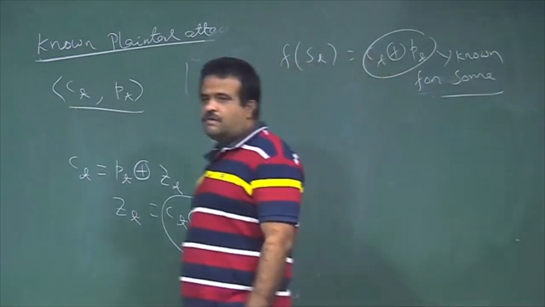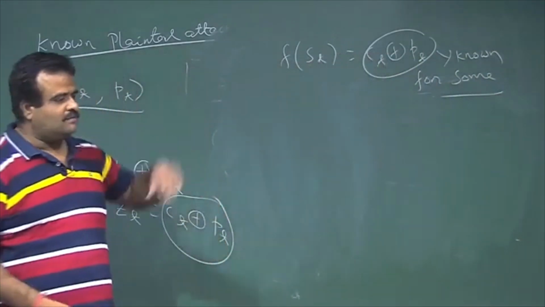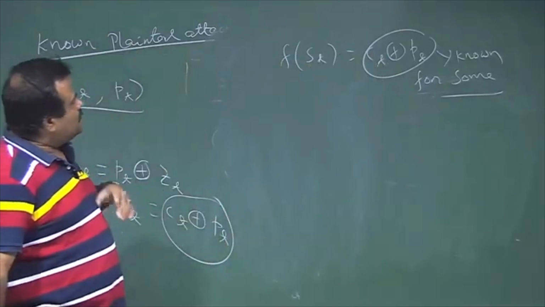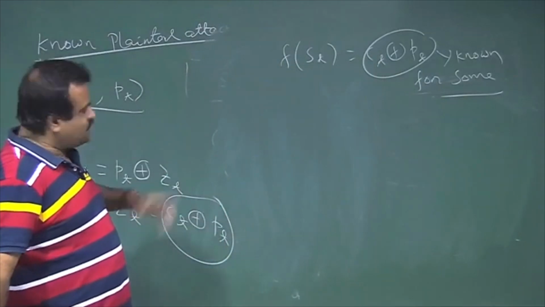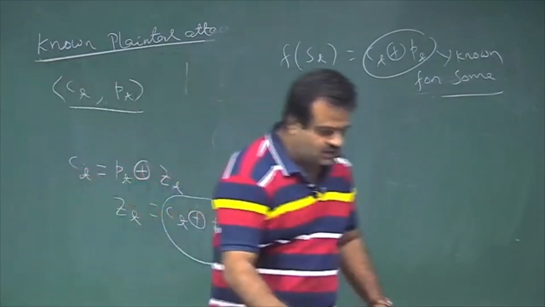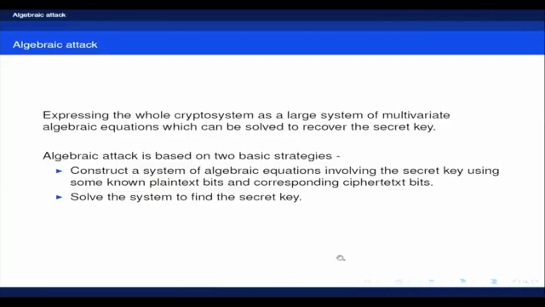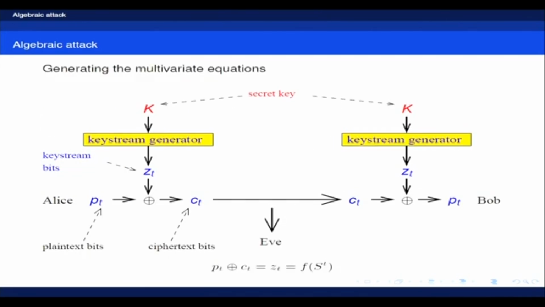From here we have a system of equations, and then we try to solve this system of equations. This is how we construct the system of algebraic equations involving the secret key, because s0, which is this state, is initialized by the secret key. So this is the attack model of algebraic attack.